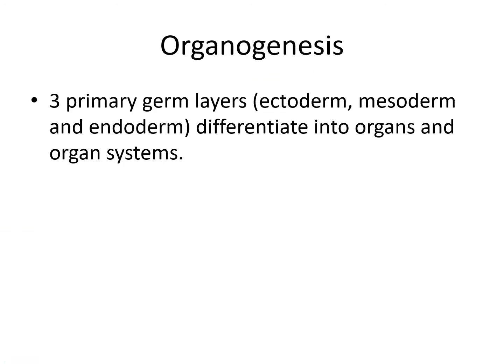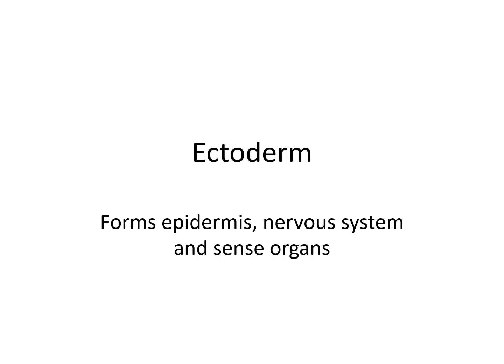Once we have the 3 germ layers, the ectoderm, mesoderm, and endoderm, we can begin what's called organogenesis, in which we start differentiating into the organs and organ systems. Okay, so for each of these 3 germ layers, we know what each will be destined for. For example, the ectoderm forms the epidermis, the nervous system, and the sense organs.